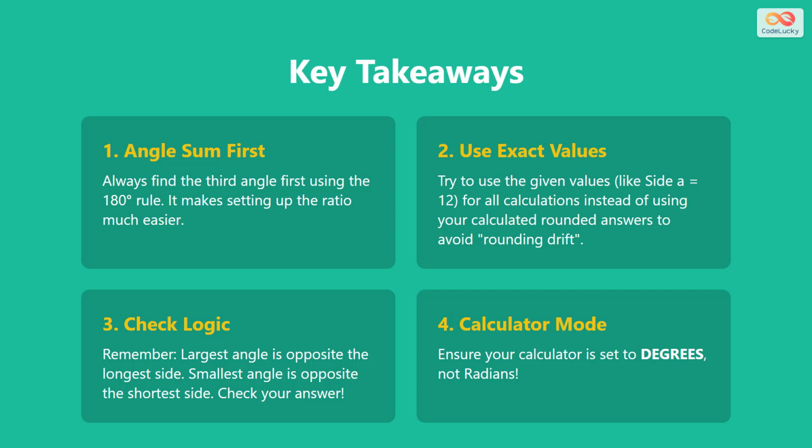Before we finish, here are some key takeaways. Always calculate the third angle first. Use the original given values whenever possible to avoid rounding errors. And finally, double-check that larger sides are opposite larger angles.